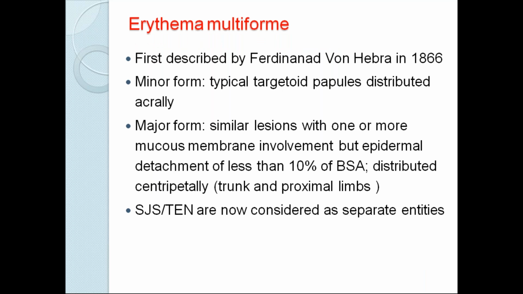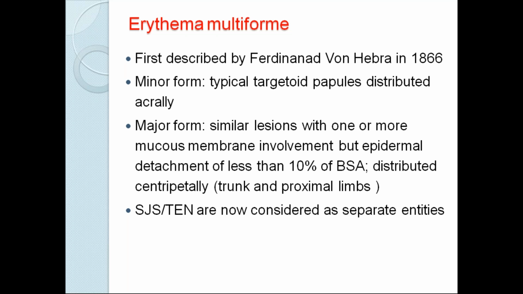And next is erythema multiforme. Erythema multiforme has two forms. One is the minor form, the other is the major form. In the minor form, typical targetoid papules will be present acrally over the upper and lower limbs. Whereas in the major form, there are similar lesions with one or more mucous membrane involvement, but the epidermal detachment will be less than 10% of body surface area. Also lesions are distributed centripetally, that is the trunk and the proximal part of the limbs.